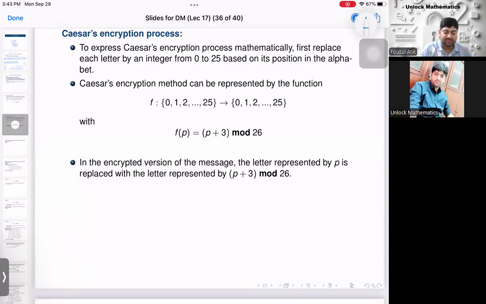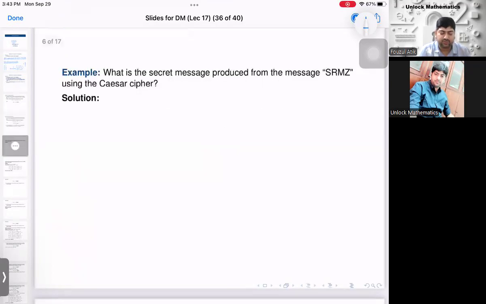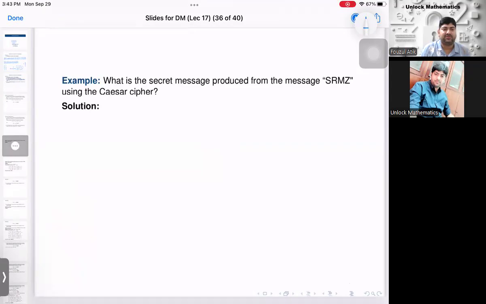So this is a bijective function, right? That means if you divide p plus 3 by 26, whatever is the remainder, that value you have to take as f of p. So in the encrypted version of the message, the letter represented by p is represented by the number p plus 3 mod 26. Whatever number is there, the corresponding alphabet will be represented. That's what we have done. So if that is the case, now can you quickly do the secret message using Caesar cipher?